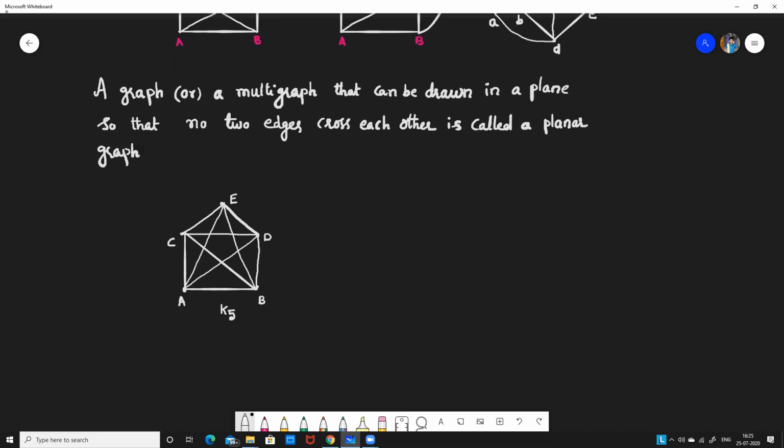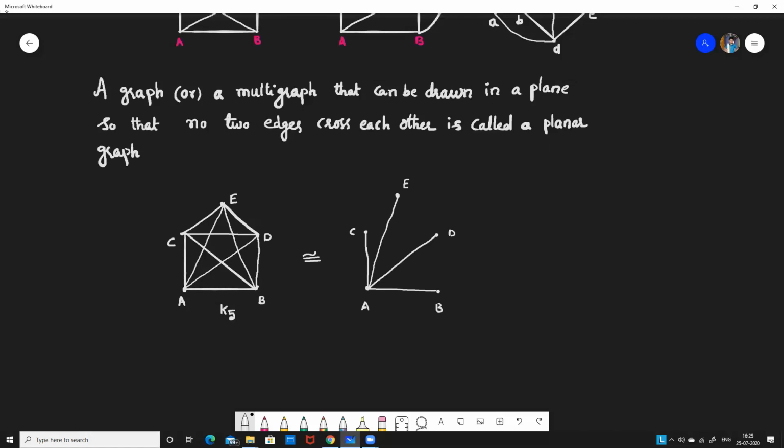Let me check how I can say it is a non-planar graph by converting it into some other shape. Suppose I take the same vertices, like A, B, C, D, E. First I can draw an edge from A to B, and then A to D, A to C, and then A to E. So far no two edges cross with each other. Therefore I can say it is planar. Up to here it is planar.